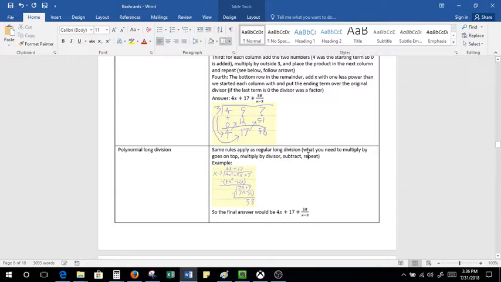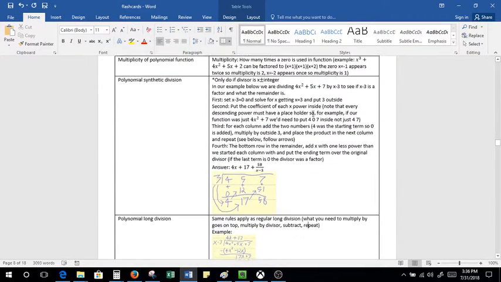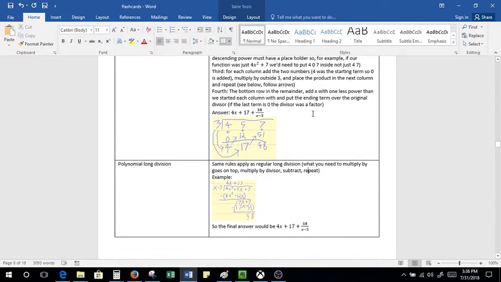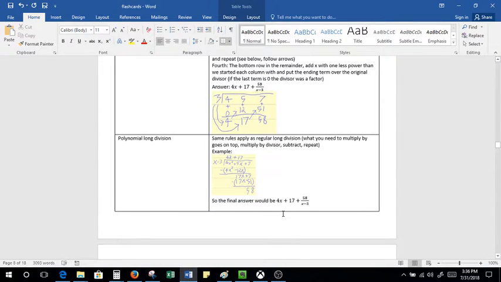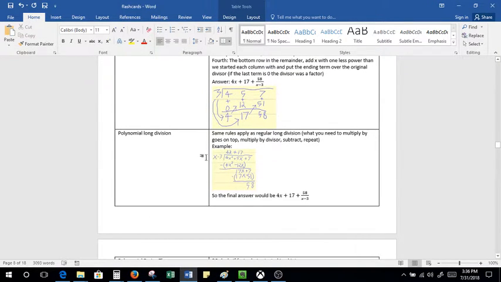Synthetic division can be faster, but just remember that polynomial long division is more versatile in what it can be used for, in the sense that what we're dividing by doesn't just have to be x to the 1 plus or minus some number.